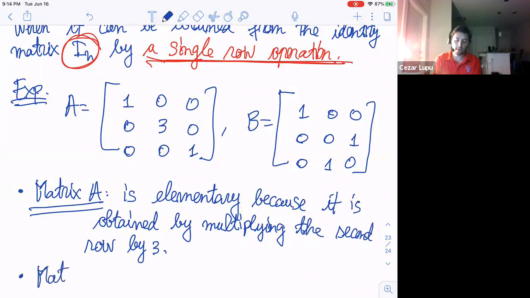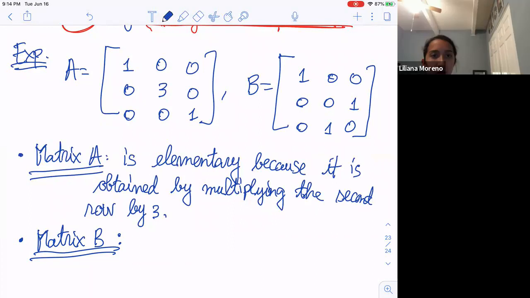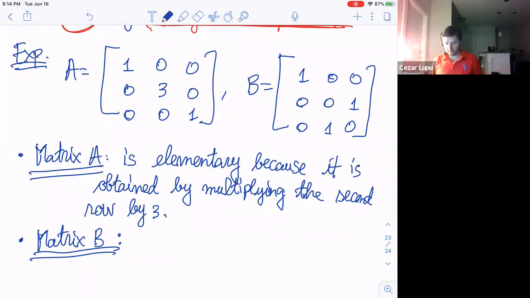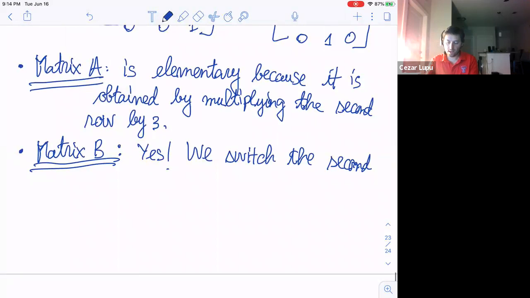What about matrix B? What do you think? Is this elementary or not? I think it would be, because you can switch row 2 and row 3. Yes, it is. We just switch the second and the third row. I think I made a mistake in my notes. I said it's not, but I was thinking of something else.